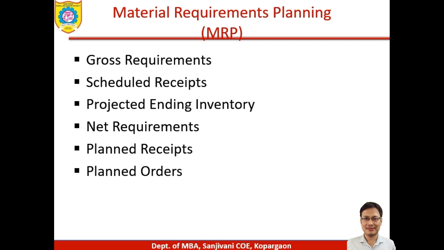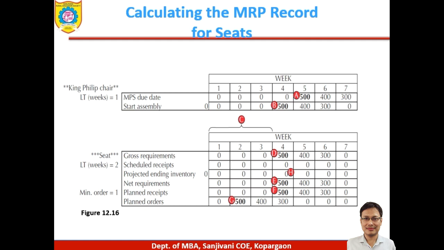An MRP usually should be able to provide the following information: gross requirements, scheduled receipts, projected ending inventory, net requirements, planned receipts, and planned orders. Now, in order to understand better, let us move back to our example of a chair.